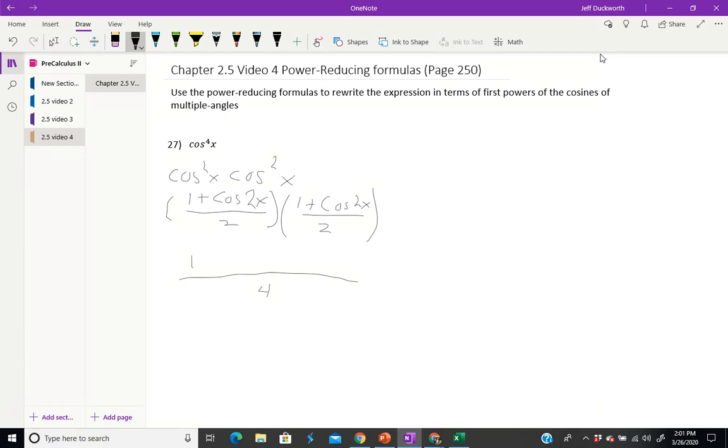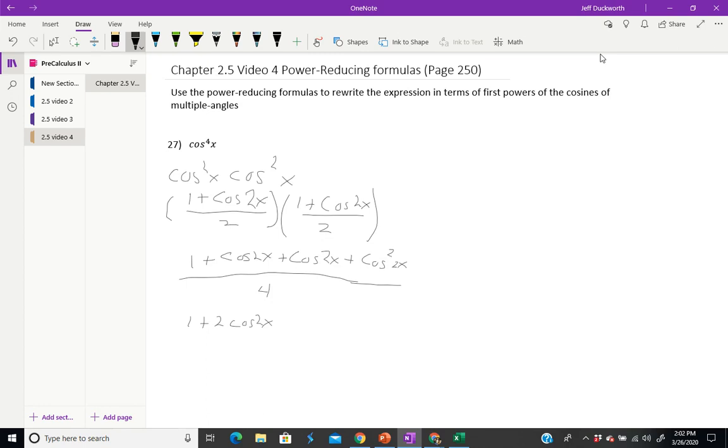1 times 1 is 1. 1 times cosine of 2x is cosine of 2x. Cosine of 2x times 1 is another cosine of 2x. And then cosine of 2x times cosine of 2x gives us cosine squared of 2x. Okay, so I'm going to combine these like terms. So I've got 1 plus 2 cosine of 2x because I have 2 of those.